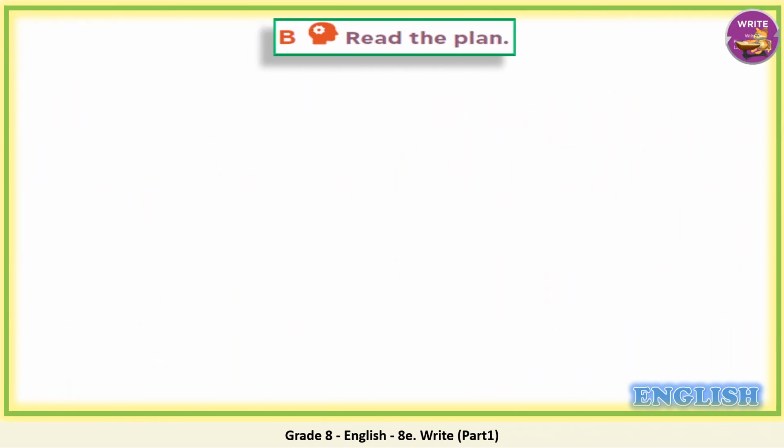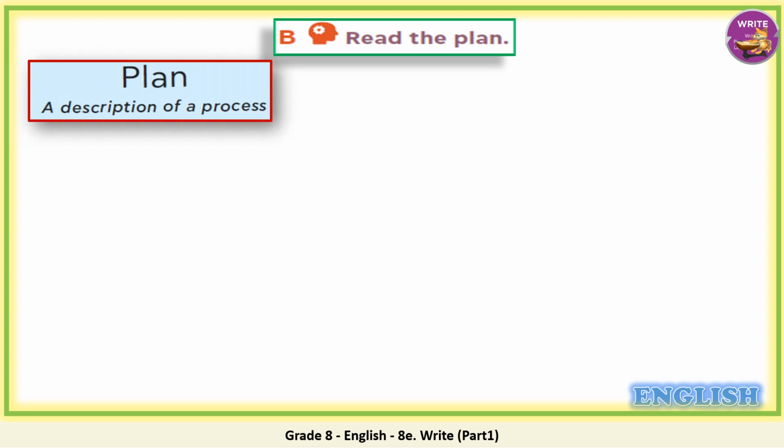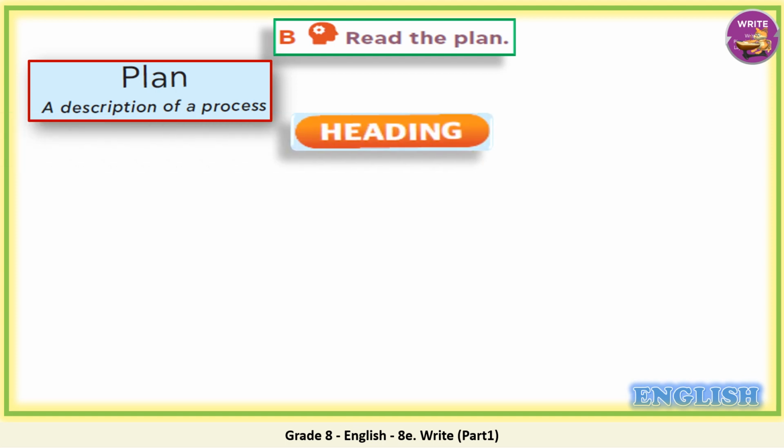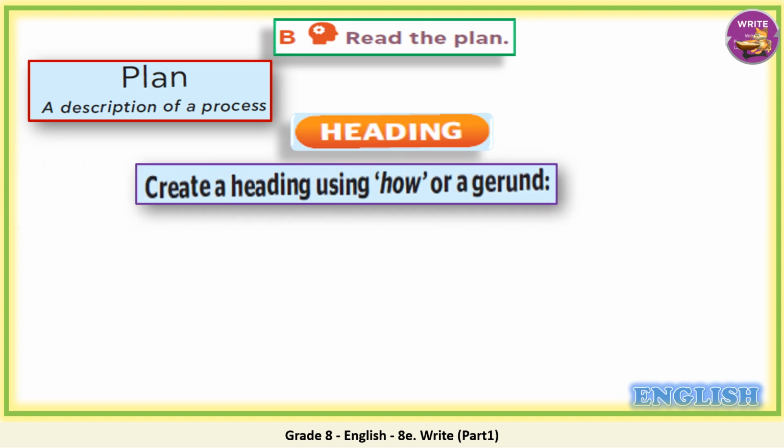Now go to exercise B, read the plan. Here we have a plan about a description of a process. The first step or the first thing we have in the plan is the heading. We need to write the heading. Okay, how do we write the heading? We create a heading using how or a gerund.